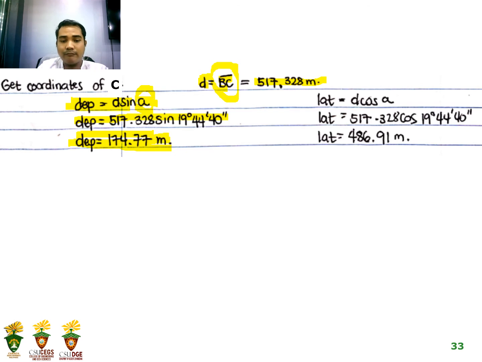meters. And for latitude, we have here the formula D cosine alpha. Again, alpha is the bearing for side B to C, or station A to C, B to C rather. Substituting the value, latitude is equals to 517.328 cosine 19 degrees 44 minutes and 40 seconds. So we will be having a value of latitude is equals to 486.91 meters.